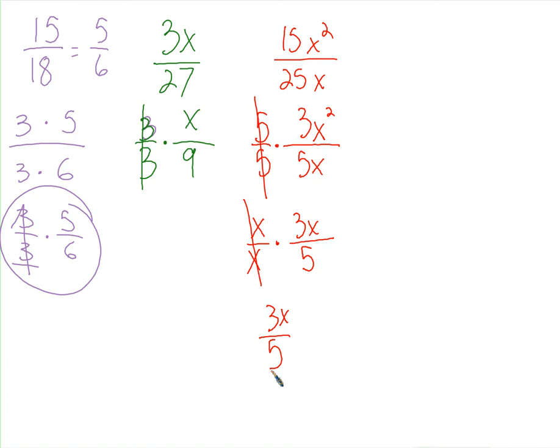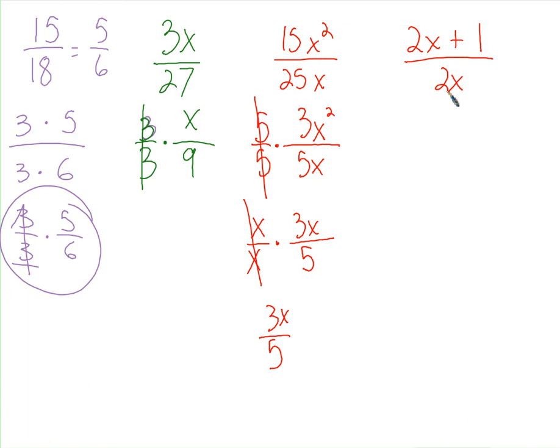Okay, so let me give you this one. 2x plus 1 over 2x. Let's take a little vote. How many of you feel like this could be canceled? In particular, you can cancel out the 2x's and make it simpler.